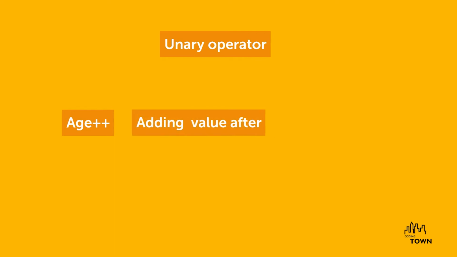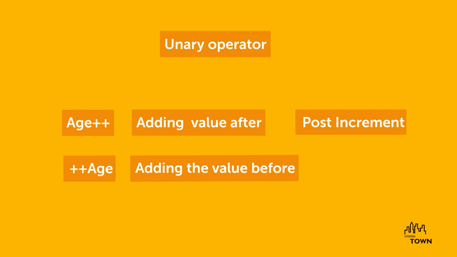A unary operator: we have initialized a variable called age, and adding to the value after using the variable is what we call post increment. Adding to the value before using it is called pre-increment. Adding before and adding after, that is what we call unary operators.